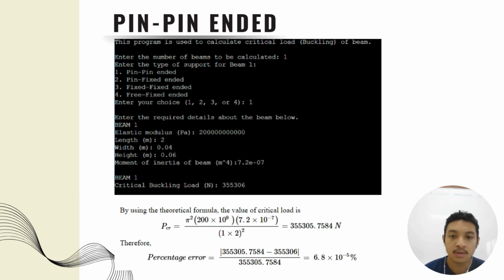So the value of the critical load from the formula is 355305.7584 Newton, and we compare it by finding the percentage error. So the percentage error is 6.8 times 10 to the power of negative 5 percent.